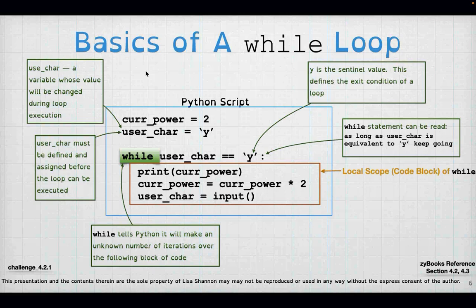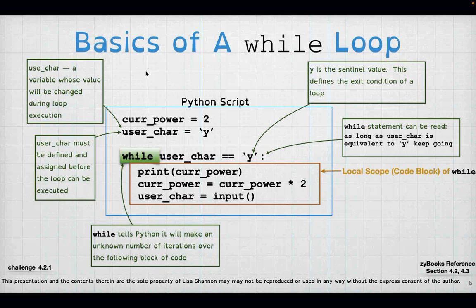With a while loop, the variable that holds the value you're testing has to be defined before the while loop. If you don't, you're just going to get an unknown error, and I'll show you what the nasty little error is that you'll get. So why here is the sentinel value. It's basically the thing that says, if I match, stop. You can read this statement as: as long as user care is equivalent to Y, keep going.